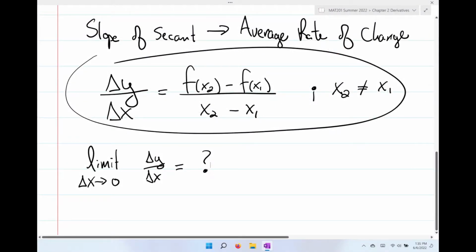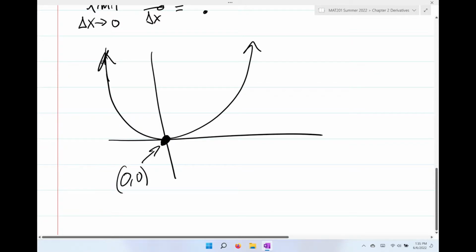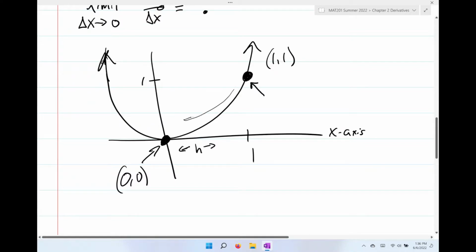This is going to be a really fast drawing of this. So here's our origin, that's 0, 0. Here is the point we're going to call 1, 1. H is going to be any step size in between 0 and 1 on the x-axis. So all I'm going to do is allow this point right here to slide up and down on this curve respectively. So let's go back to our curve.